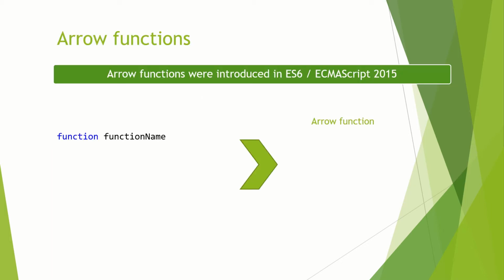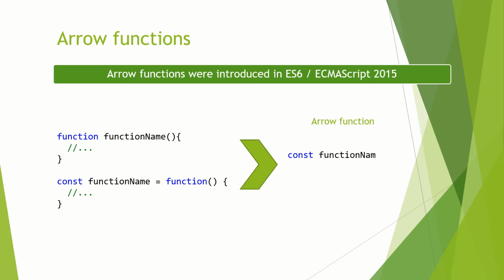Now let's see the arrow function. Arrow functions were introduced in ECMAScript 6, in ECMAScript 2015. Before ECMAScript 6 was released, in JavaScript we could declare a function using these two notations. In the first notation we are providing the function name, and here we are writing the function body. In the second notation we are declaring the function as a variable. So this const function name is one variable, and we are assigning a function to this variable.